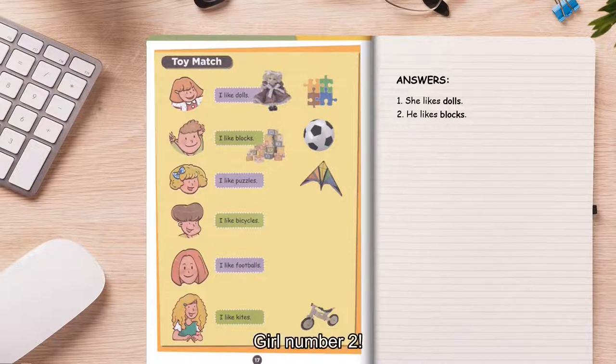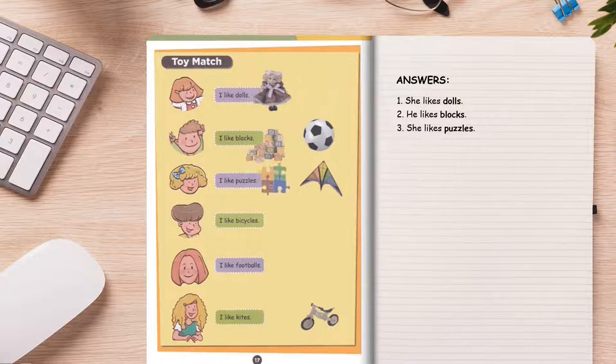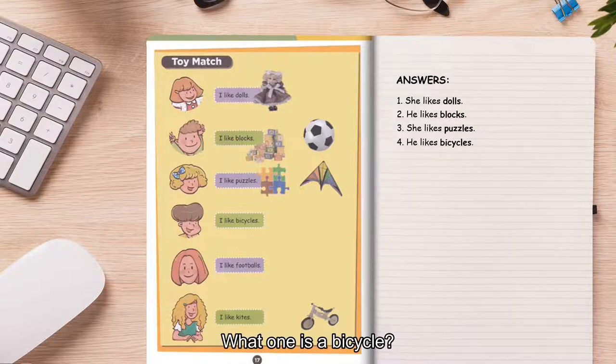Girl number 2. What does she like? She likes puzzles. What one is puzzles? Correct. Boy number 2. What is he saying? He says, I like bicycles. What one is a bicycle? That is right.